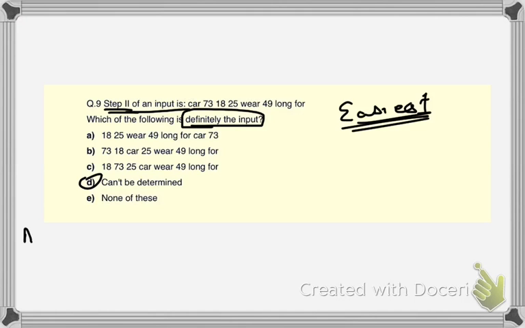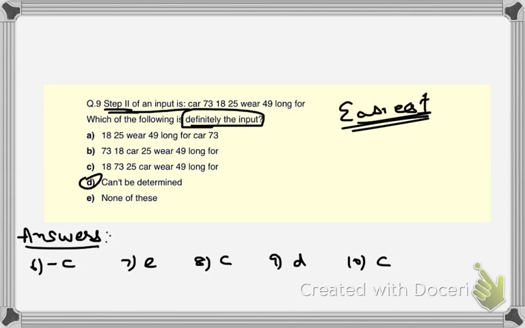Now I'm gonna tell you the answers for this. The answers are: sixth is C, seventh is E, eighth is C, ninth is D, and 10th is C. So these are your answers for your input output.